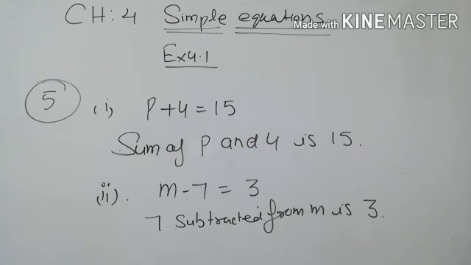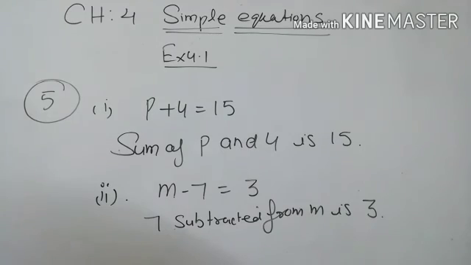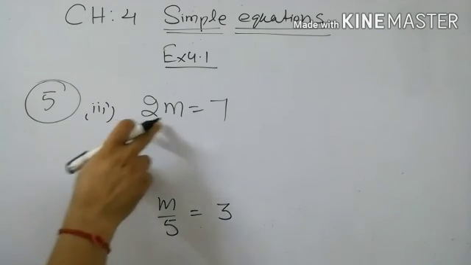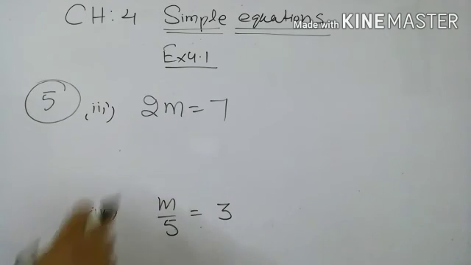There are also 8 parts. We do some other parts. The third part is 2m equal to 7 and the fourth part is m divided by 5 equal to 3. You can take help from question number 4 for these statements. So here, 2m equal to 7. 2m means 2 multiplied by m.